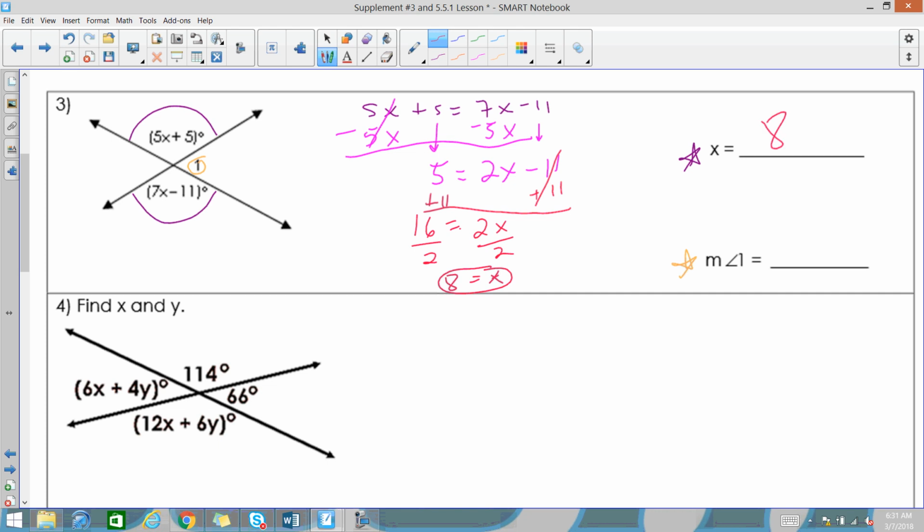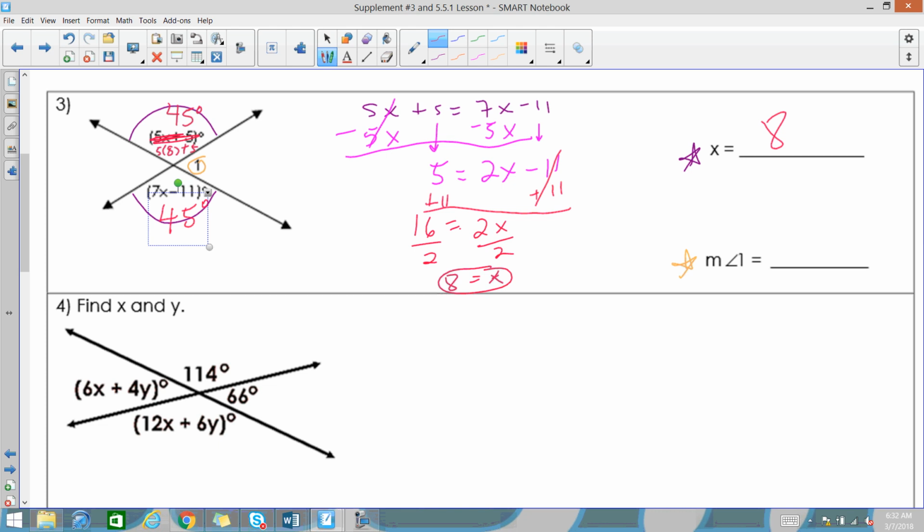Now that 8 is the value of x, what I do right away, before I even go find angle 1, is put that 8 back into my problem. So I'm going to go 5 times 8 plus 5, and then I just do order of operations. 5 times 8 is 40. 40 plus 5 is 45 degrees. Now here's the cool part. Since 5x plus 5 and 7x minus 11 are congruent, I don't even have to substitute this back in. This is 45 degrees also. It will be the same answer.